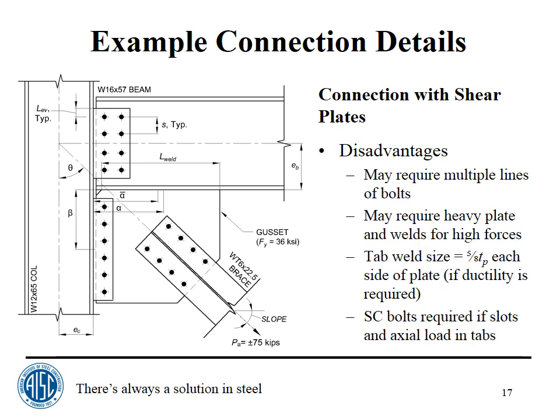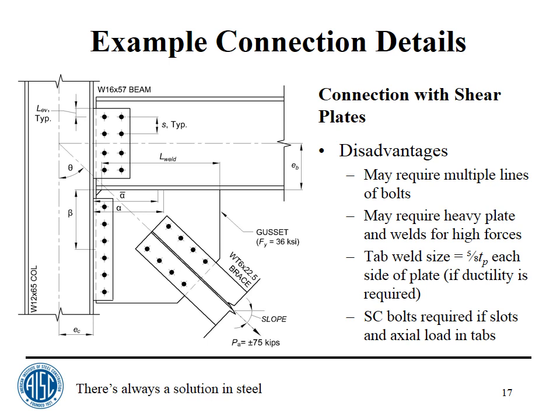Well, it might require multiple lines or columns of bolts. It's not uncommon to see, where we've got 2 columns of bolts between the beam and the column here, to have 3 or 4. So that plate sticks out there a ways. But that really isn't an issue. It's still fairly inexpensive fabrication, and it's very easy to erect.